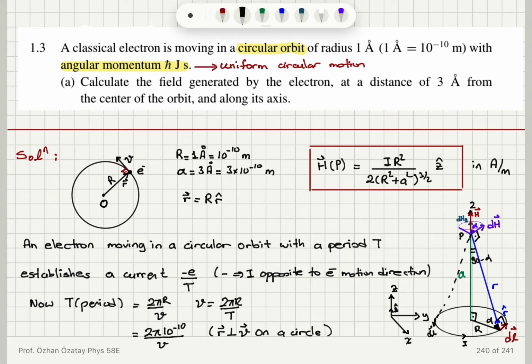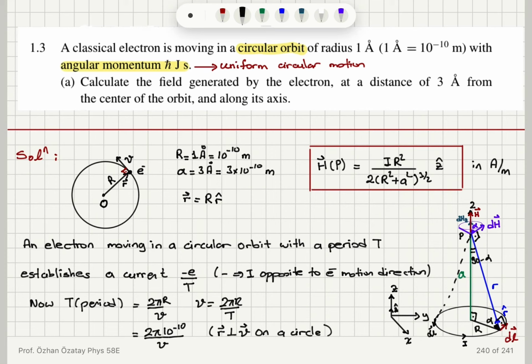We're considering the current created by an electron that is performing uniform circular motion with a radius of 1 angstrom, and we're interested in the magnetic field 3 angstroms from the center of the orbit along its axis. To find this, we need the current that is generated by this electron. The current is the charge that flows in one period, which is minus e over T. In order to calculate the period, I used uniform circular motion. Tangential speed is constant: the circumference of the circle, 2 pi r, over T is v. So it is 2 pi 10 to the minus 10 over v.